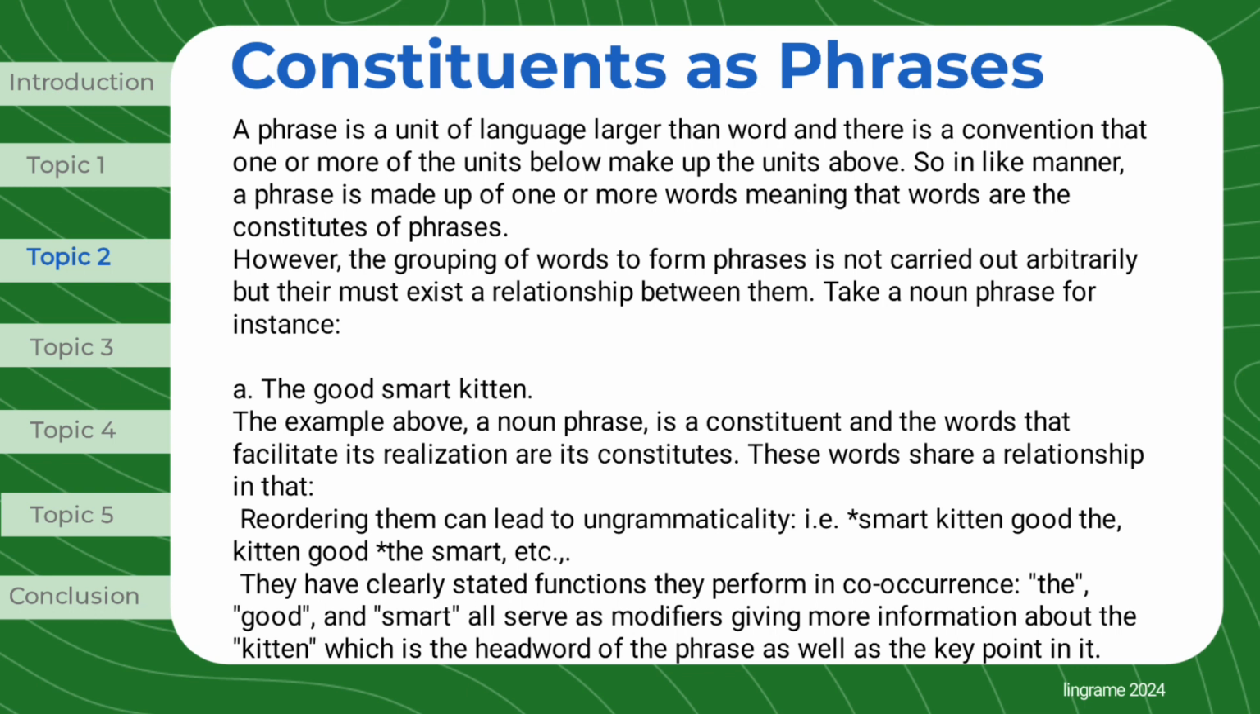The example above, a noun phrase, is a constituent, and the words that facilitate its realization are its constitutes. These words share a relationship in that reordering them can lead to ungrammaticality, that is, smart kitten good the, kitten good the smart, etc. They have clearly stated functions they perform. In co-occurrence, the, good, and smart all serve as modifiers giving more information about the kitten, which is the head word of the phrase as well as the key point in it.